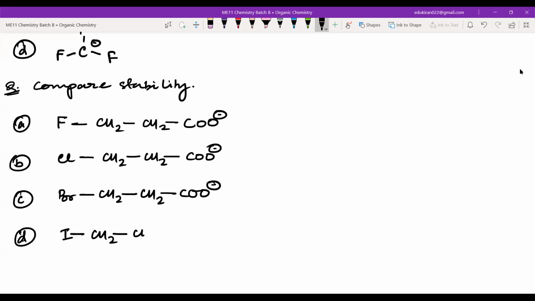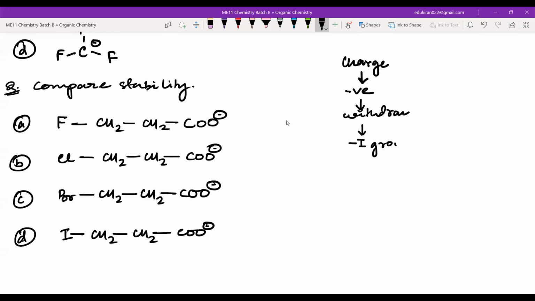Okay. Now, in this case, again, what charge do we have? Can somebody answer me? Is the charge negative or positive? Negative. Very good. So what we need to do? We need to withdraw electrons, right? To lower the charge, we need to withdraw electrons. That means we need to have the presence of minus I groups. Correct? Yes, sir.